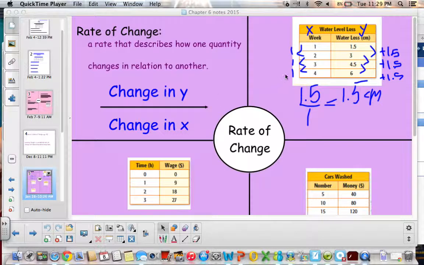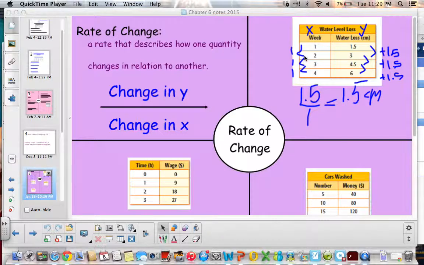So if we look at this table over here on water level loss, it's comparing the week versus the water loss. So our week is our x and our y is the water loss. So if we take the change in all of our y's, we're going from 1.5 to 3, we're increasing by 1.5. Then we go from 3 to 4.5, and we increase by 1.5, and then the same from 4.5 to 6.